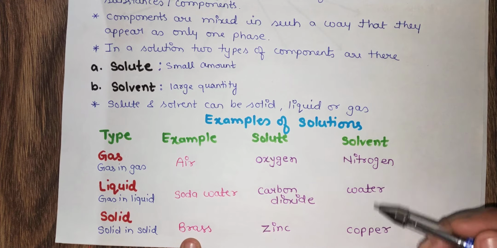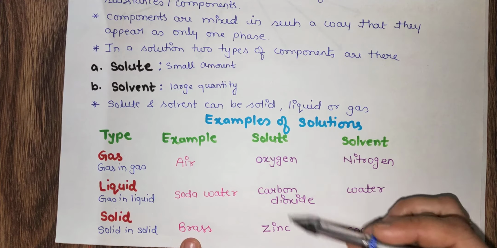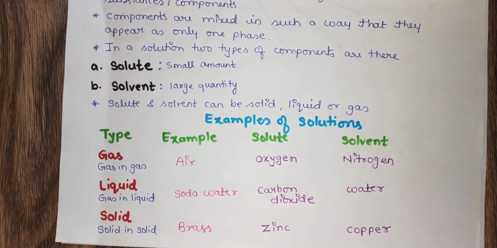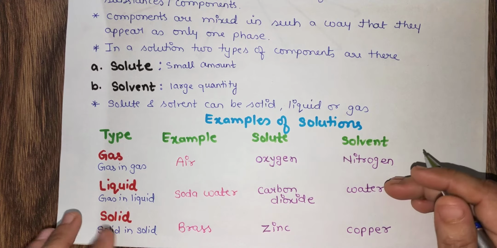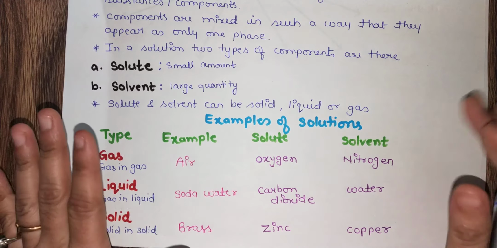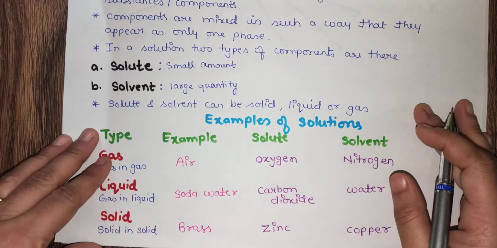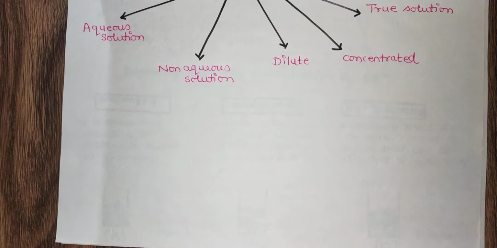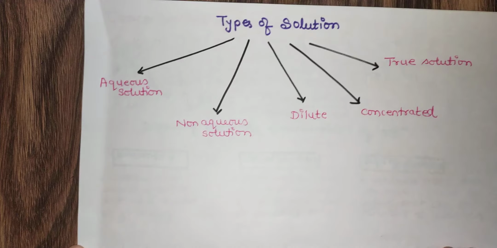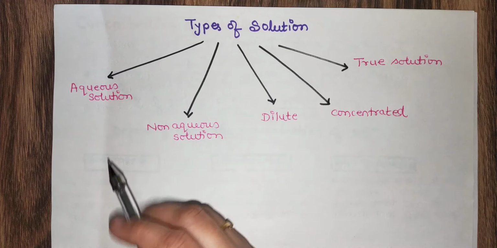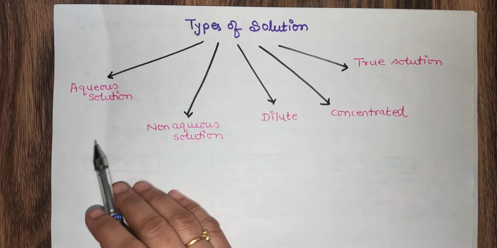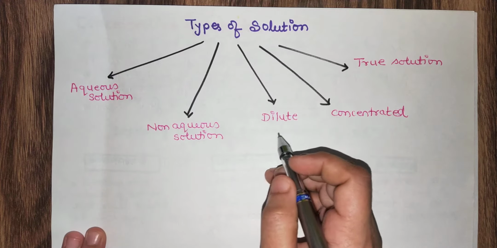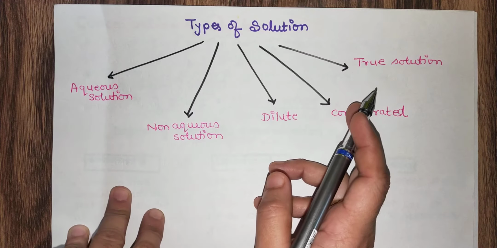In this way, you can see the examples of solutions, and all these solutions are mixed with each other in such a way that you cannot distinguish what is mixed in how much quantity, because they are completely dissolved in a uniform manner. Now, let us see the types of solutions. Solutions are of 5 types: aqueous solution, non-aqueous solution, dilute, concentrated, and true solution.